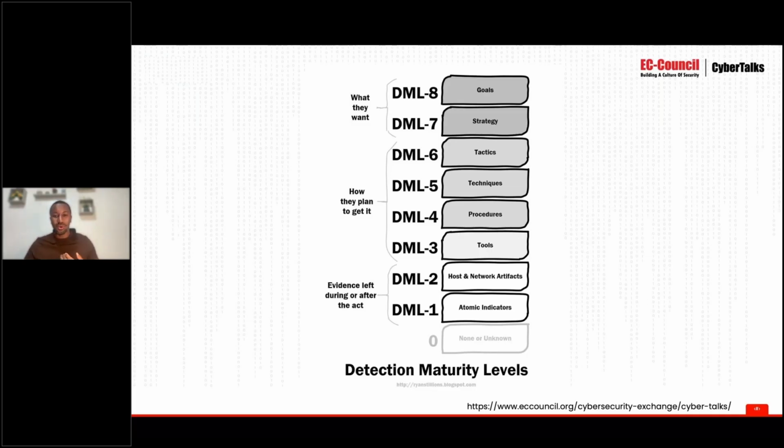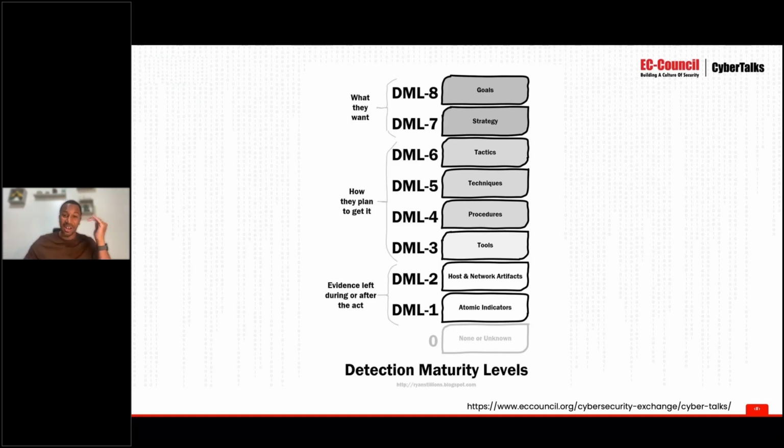And then DML 2 and 1 is host and network artifacts, atomic indicators, evidence left during or after the act. If they try to get into your network or systems, or try to breach a particular asset that you have, how did they get in?